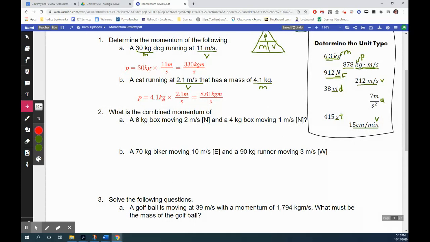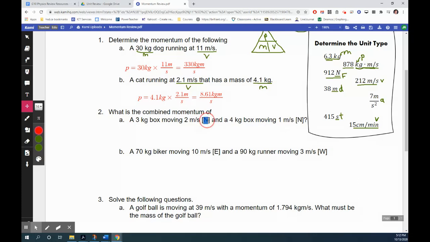Okay, and this type of question, I'll encourage you again. If you think you know how to do a question before I do it, quickly pause the video. Pause it, try it. So don't let me rush and run right over you. Just pause the video when you need, try the question, and then see if you did it right. Watch my explanation. Okay, what is the combined momentum of a 3 kilogram box that's moving 2 meters per second north and a 4 kilogram box which is moving 1 meter per second north?